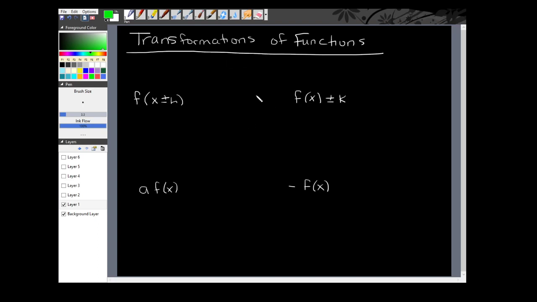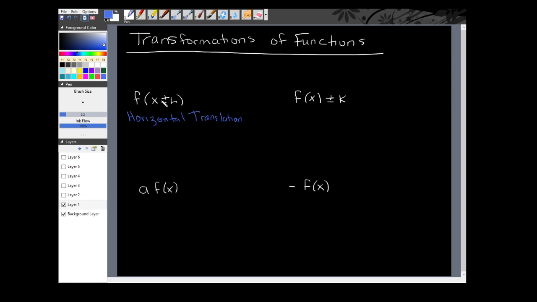In this video, we're going to cover 4 basic types of transformations. The first one that we're going to cover is this one right here. This function is going to be talking about a horizontal translation. Okay, a translation meaning that it's a slide, so you're not changing or stretching the graph in any way. You're just sliding it either left or right.